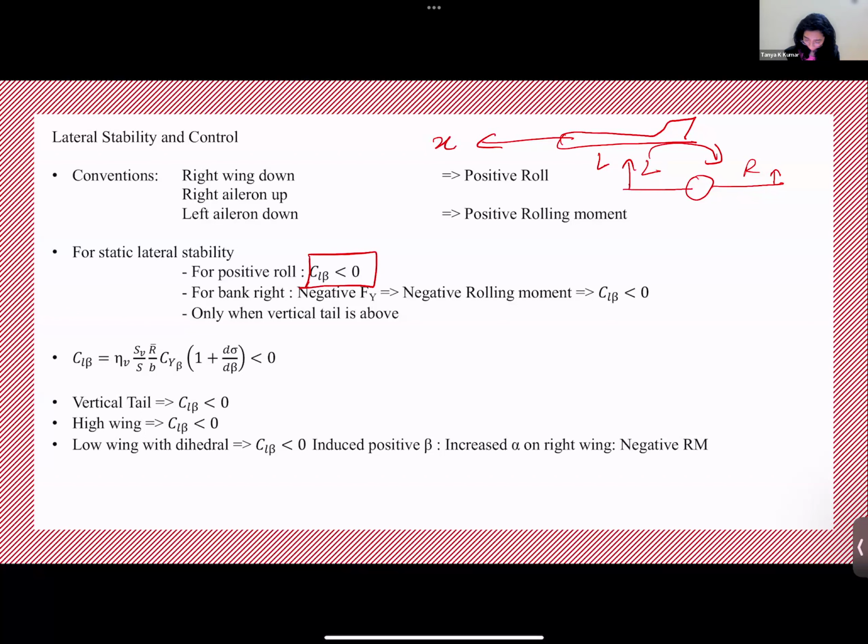Okay, so when you have a positive beta, there is a side force generated on the vertical tail, and the vertical tail is above your CG. So will this produce a positive or negative rolling moment? If I see from the back, something like this, it produces a side force here, right? And CG is obviously somewhere along the fuselage. So will this produce a positive or negative rolling moment?